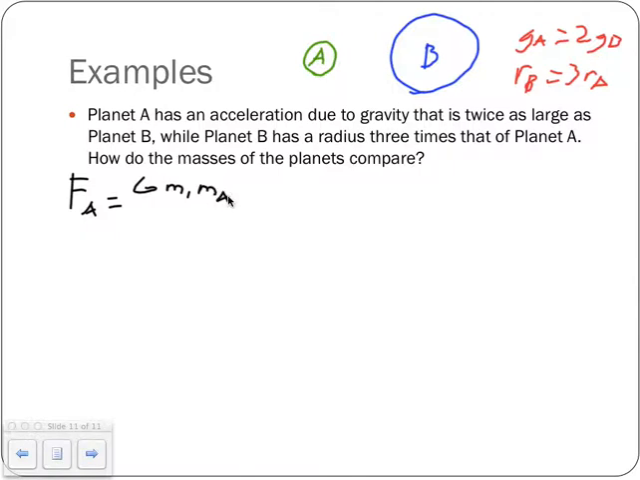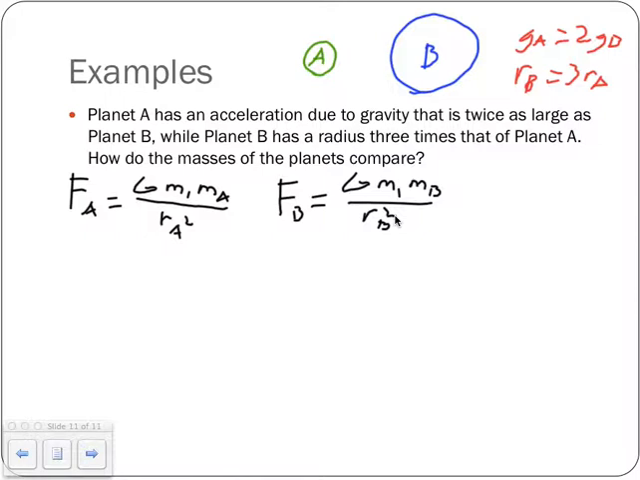It's going to be our planet here, over r squared. And so we're going to say ra squared. And then we also know the same thing is going to be true about planet B. The gravitational force on the surface of planet B is going to be equal to big G times m1 times the mass of planet B over the radius of planet B squared.